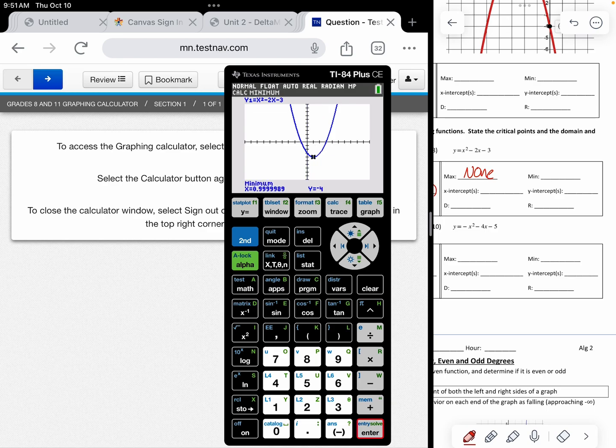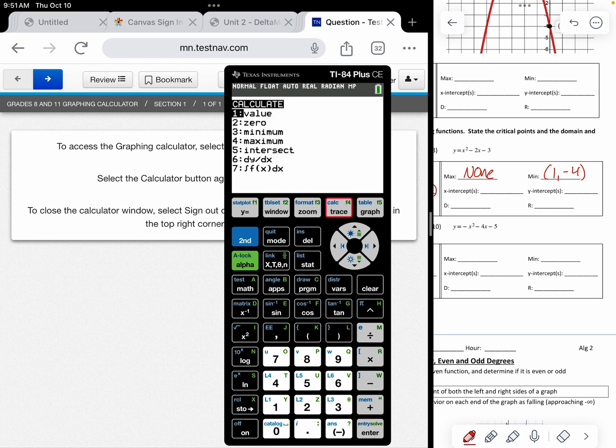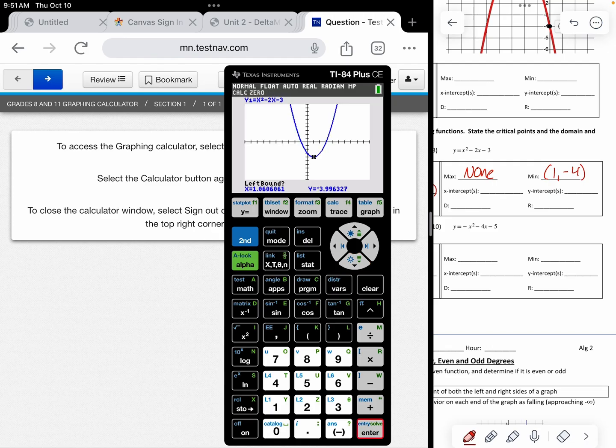So the calculator does give very intense decimals, so we are just going to round. So 0.99999, that's going to round to just a 1. So our minimum is going to be at 1 comma negative 4. This one has 2 x-intercepts, which I can really see on my graphing calculator, but we can use the buttons. So second trace, 0 is what we use for x-intercepts.